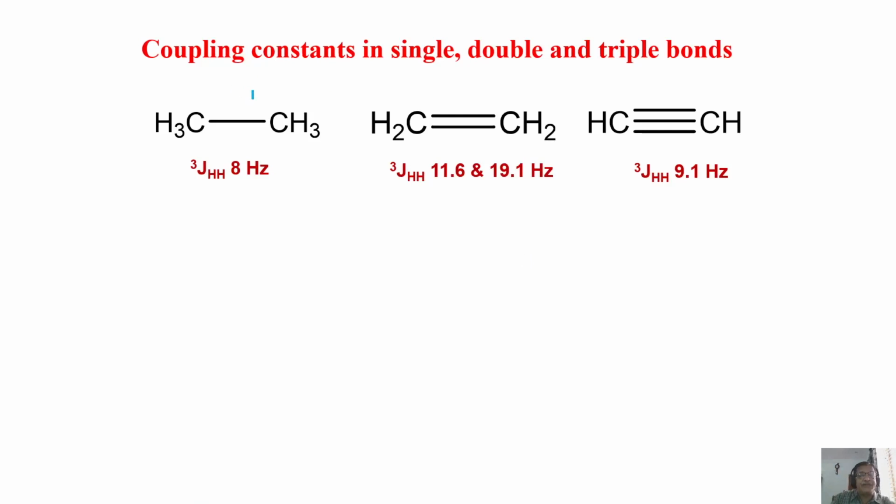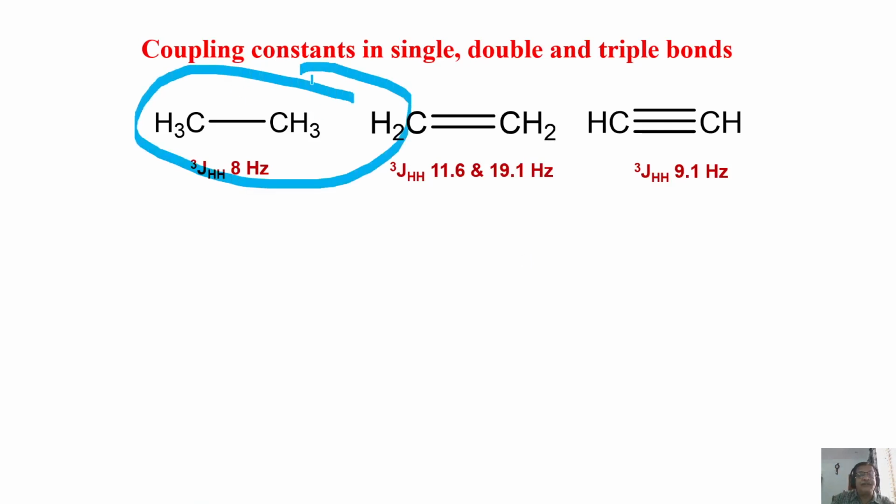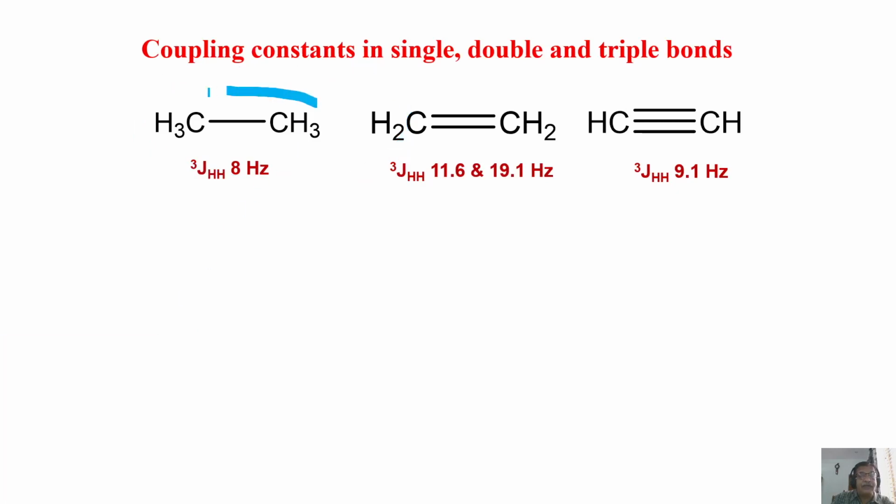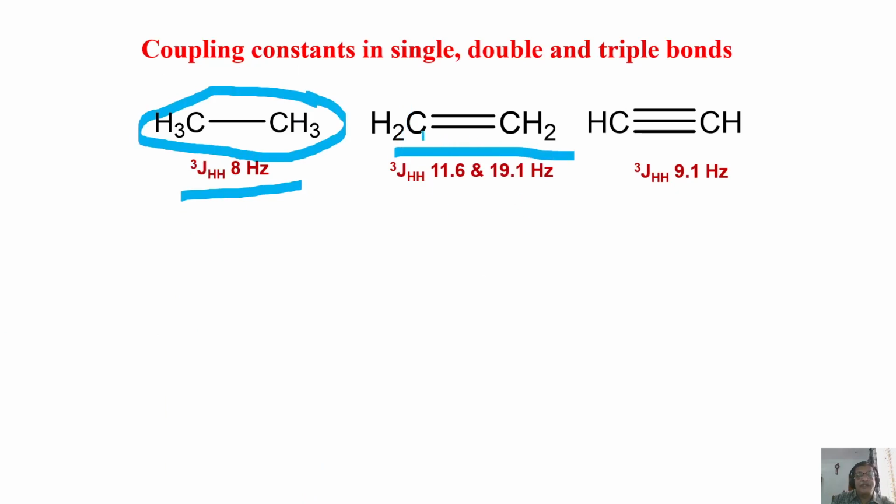Take a molecule like ethane. This molecule will give rise to coupling between the protons, 3J coupling, as 8 hertz. If I take a double bond, C2H4, it is ethylene. So now the 3J coupling is quite large. In this case, cis coupling and trans couplings are different. One is cis, other is trans.